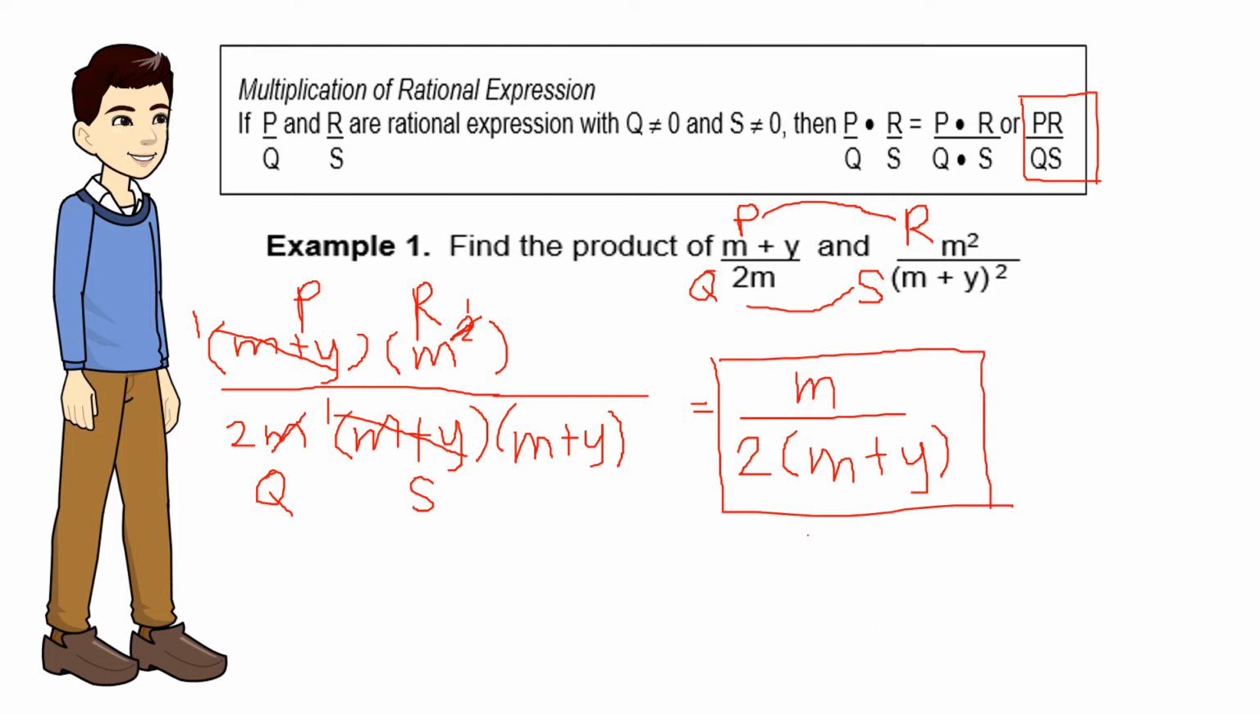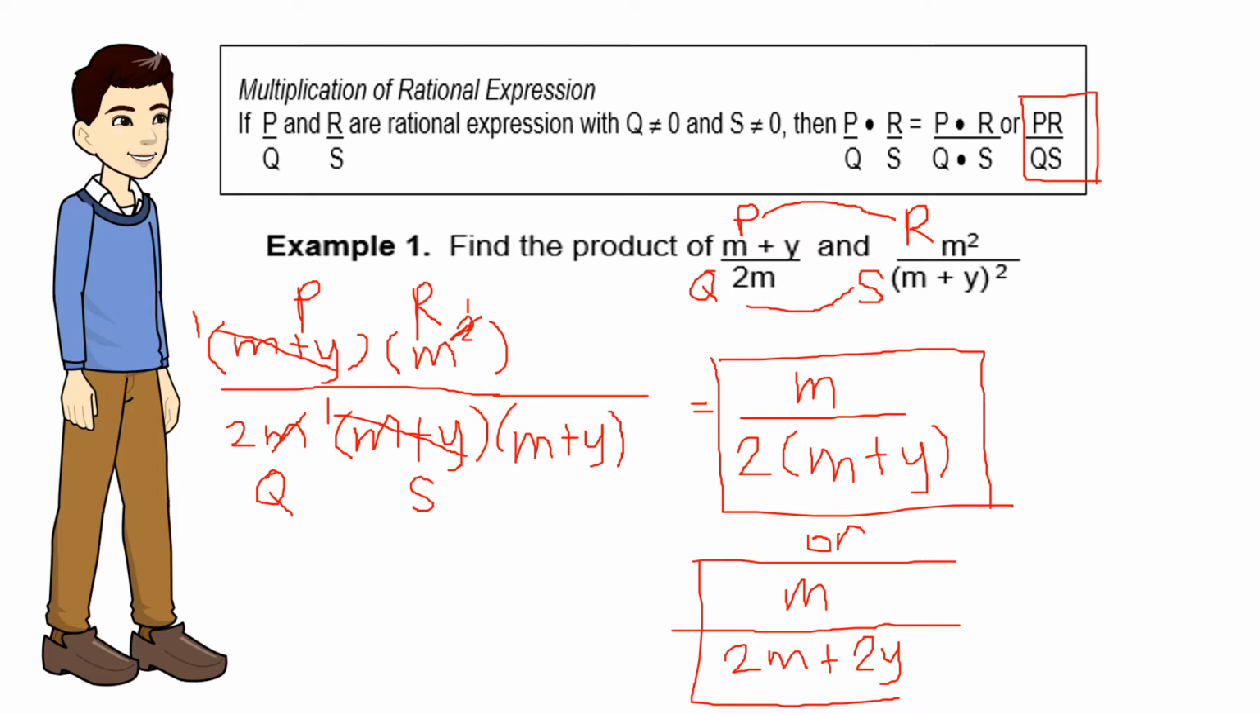So, accepted answer din ang idinistribute yung 2. So, pwede ding answer ang m over 2m plus 2y. So, there's nothing wrong with this. Pero pwede na itong wala yun sa baba, ito na lang sa taas.